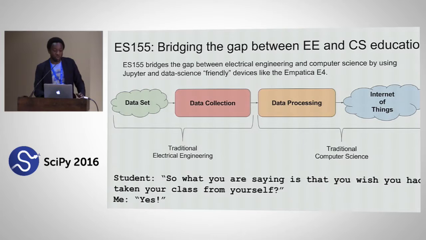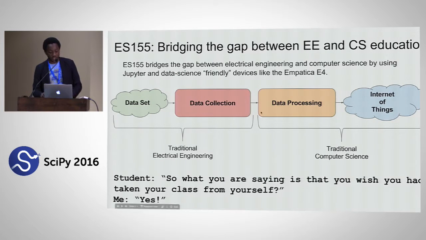So ES155, that's the short name for the class. What is this class about? It's about bridging what I call the gap between how traditionally electrical engineering and other kinds of engineering are taught and computer science. I'm an electrical engineer and mathematician by training. Traditionally, data collection and data sets, at least in my mind, are the realm of electrical engineering, while the processing of it, the storage of it, and the sharing of it through the internet is traditionally the realm of CS. So what this course was about is how you can bring these two worlds together by leveraging technologies such as Jupyter notebooks, Docker, and IPython notebooks on the cloud.